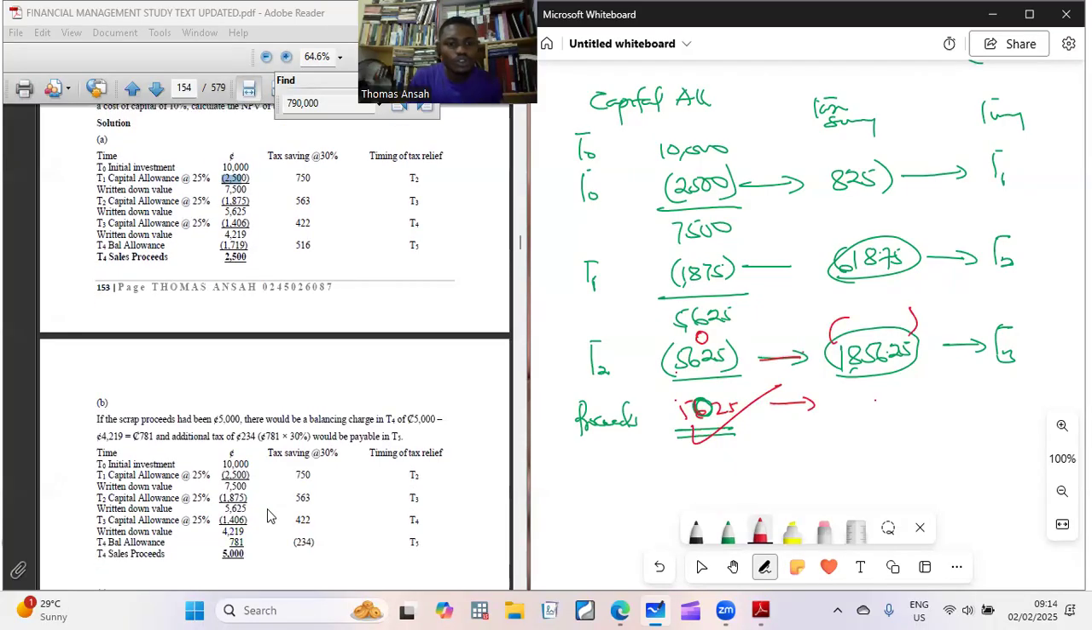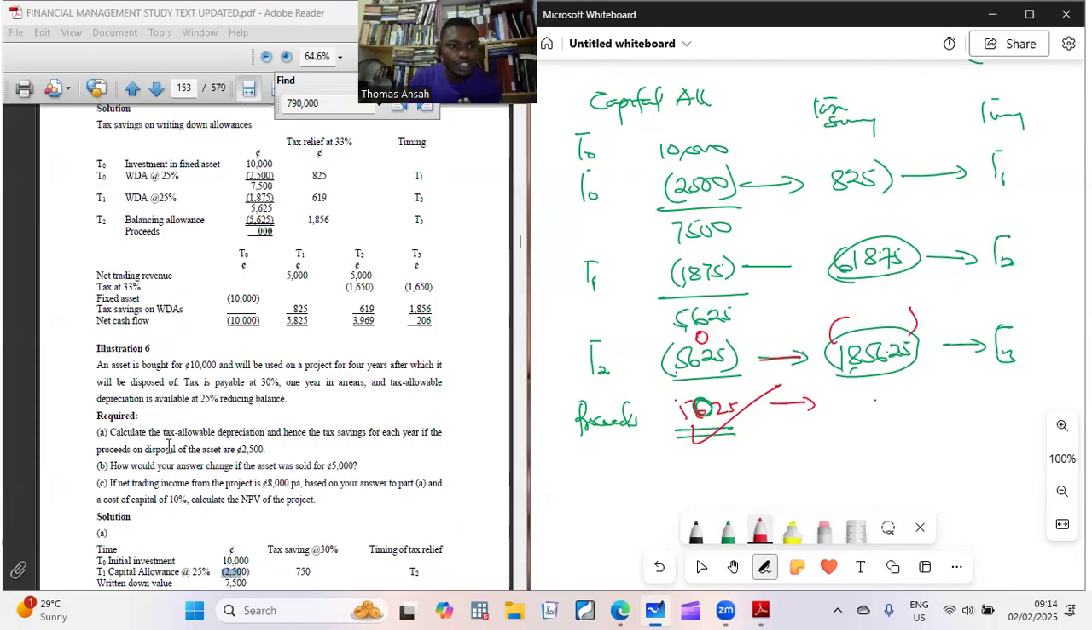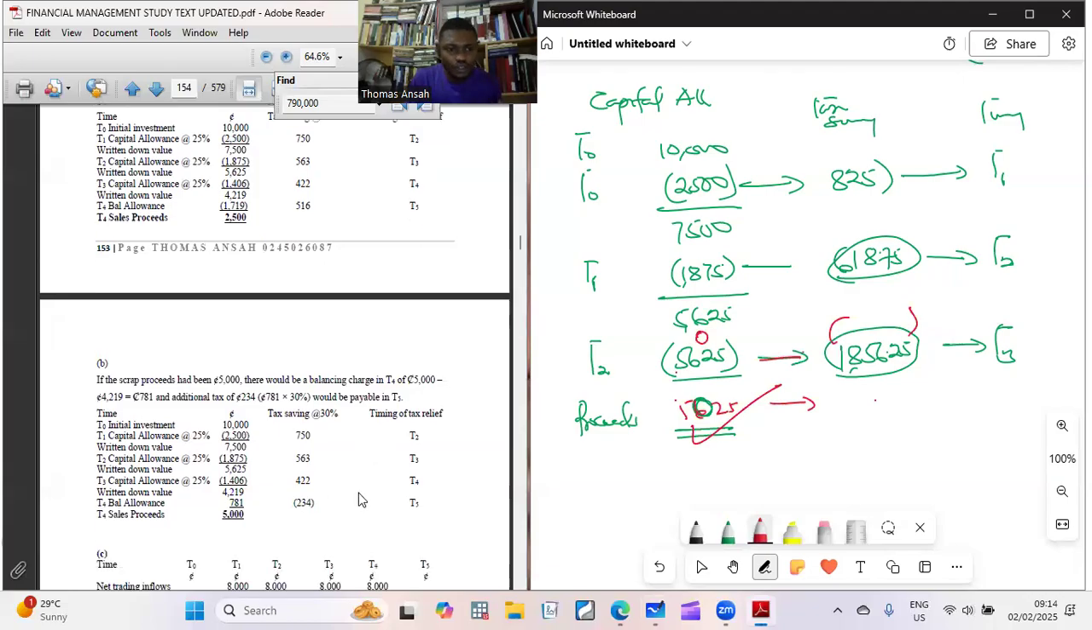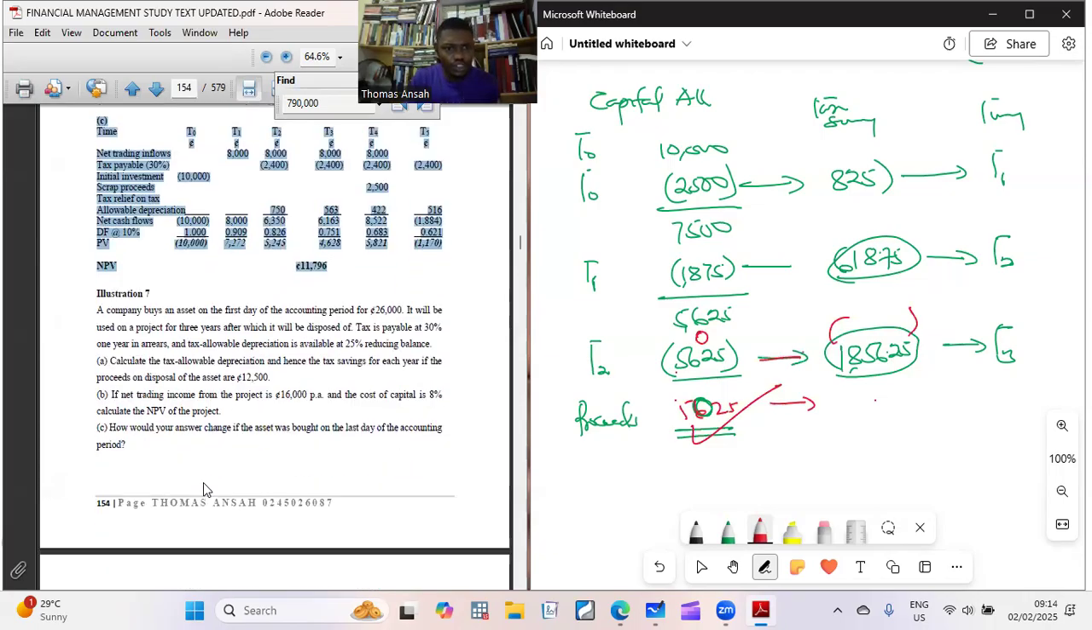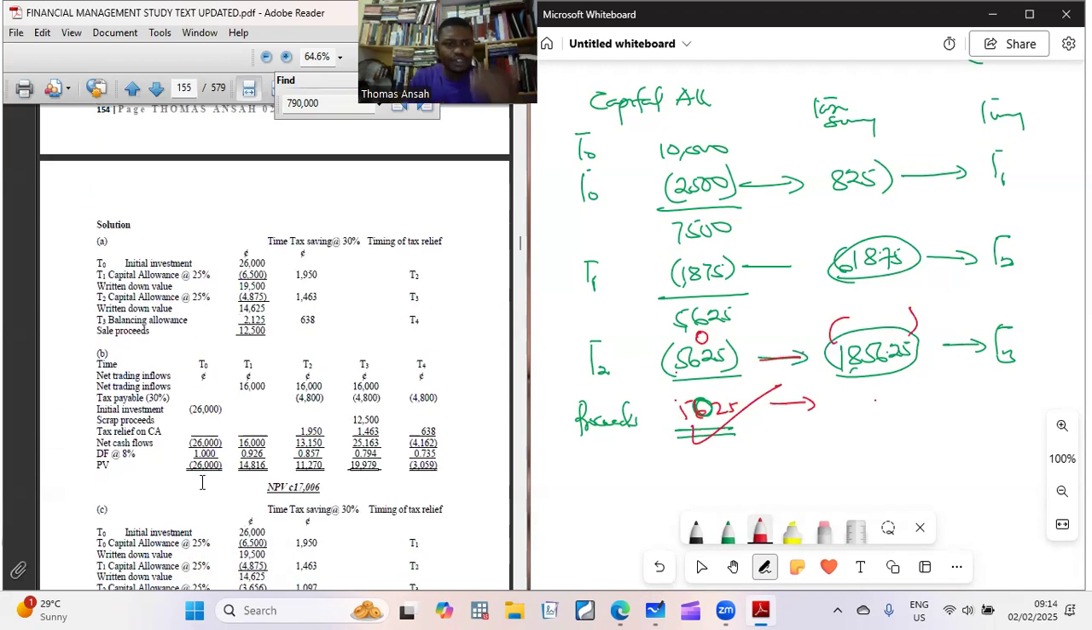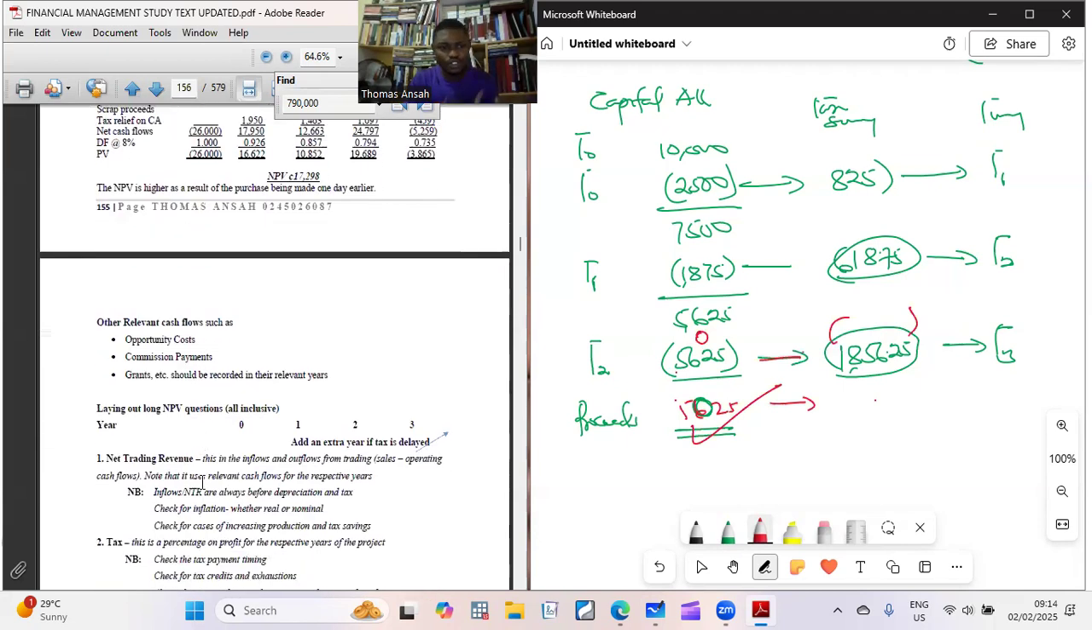Okay, so you go through it and you do. Now B, it was A and B. How will your answer change if the asset was sold? That is the B part, for 5,000. So now the answer, it's a practice, and that is why I encourage you to get this book. All right, so look at it, you go through it. Question 7, the same thing. All right, the same methodology, go through it.